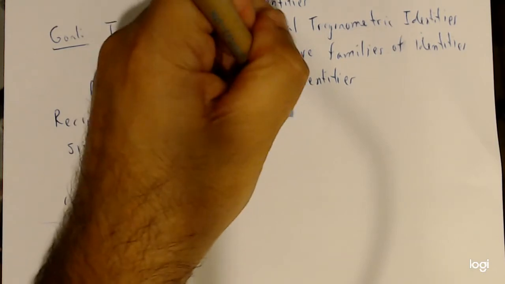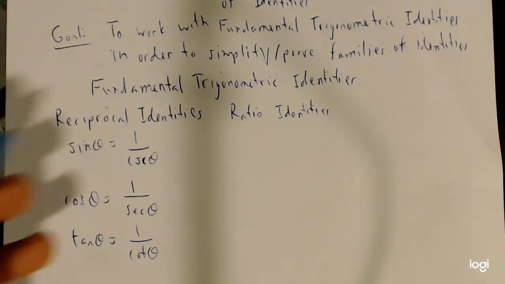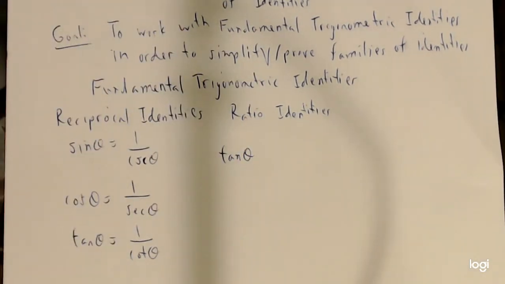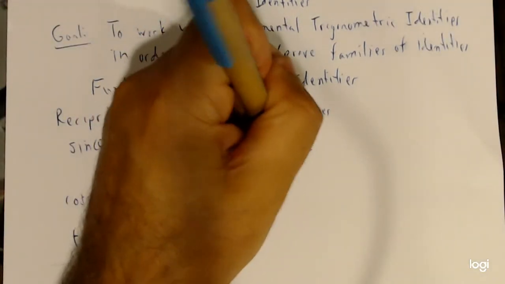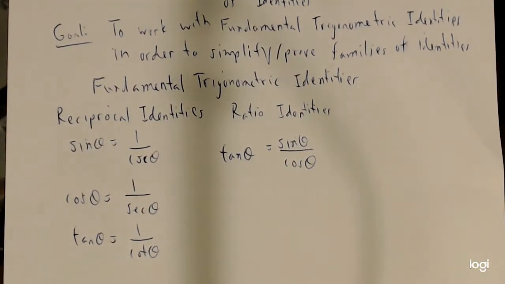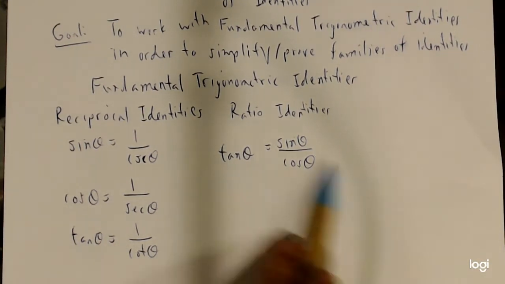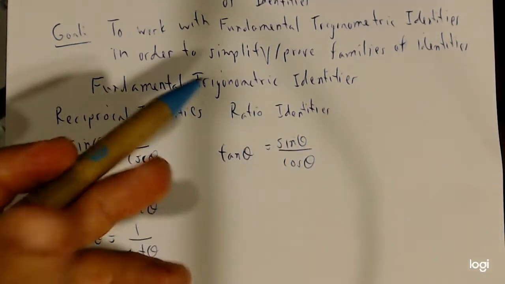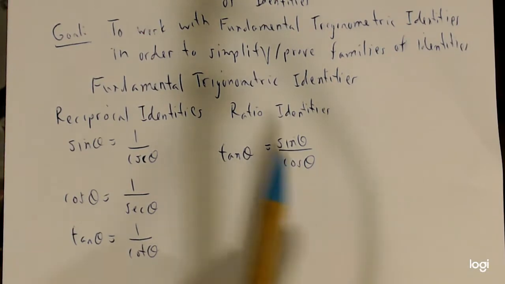Okay, so the other types of identities we have are the ratio identities, of which there are two, in which we're basically saying I could write tangent of theta in terms of sine and cosine. So tangent of theta is equal to sine theta over cosine theta. And in fact, we can very simply prove this to verify it. So here's a very simple proof of this.